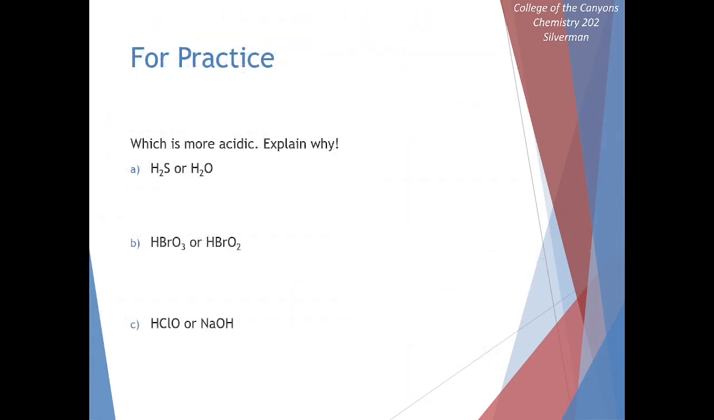We'll end here with a couple of practice problems. Pause here, see if we can get the right answer, understand which trend we need to examine, and I'll try to highlight the answers in a moment. H2S and water, we need to think about the size of our atoms. The bigger the atom, the more acidic it can be. Hydrosulfuric acid is going to be stronger than water.